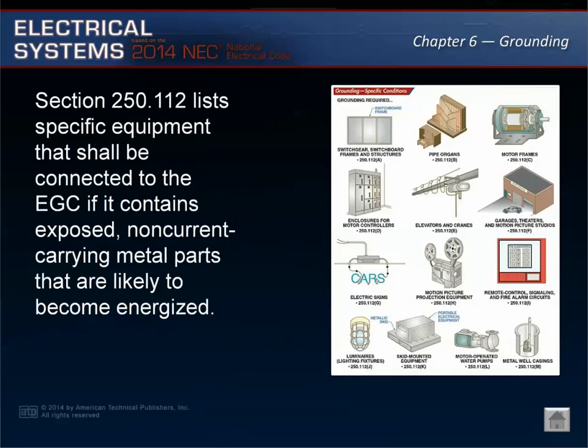Section 250.112 lists specific equipment that shall be connected to the equipment grounding conductor if it contains exposed non-current-carrying metal parts that are likely to become energized. There are no voltage limitations to these requirements. The following shall be connected to the equipment grounding conductor regardless of the voltage at which they operate.